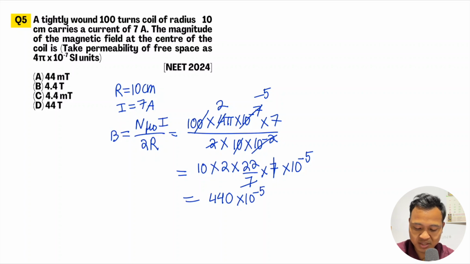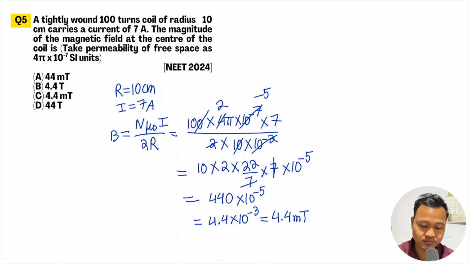Let's try to write in terms of milli. So I can write here 4.4 into 10 power minus 3. So this is 4.4 millitesla. Okay, so option C.